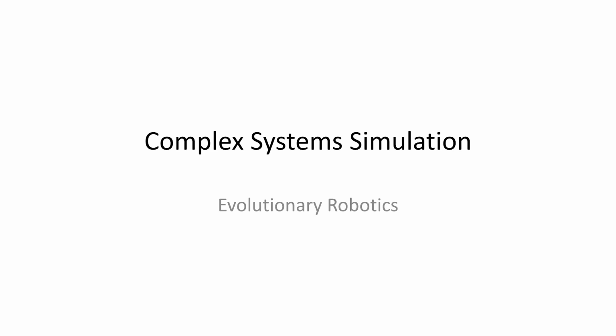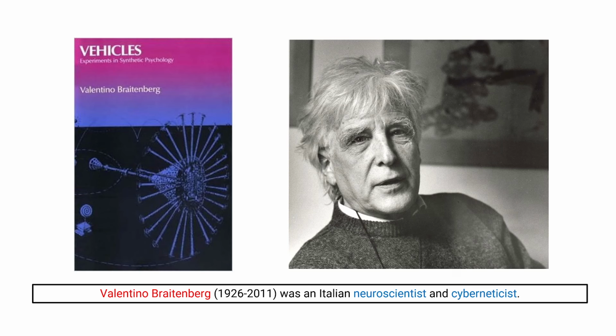Alright, welcome. In this video I want to talk a little bit about the field of evolutionary robotics. To get started, I want to introduce you to a researcher, Valentino Braitenberg, who was an Italian neuroscientist and cyberneticist. Cyberneticist, that sounds really cool, like he makes cyborgs or something. But really what that means is that he was involved in the design of control systems, the kinds of things that you might put in machinery or simple robots.